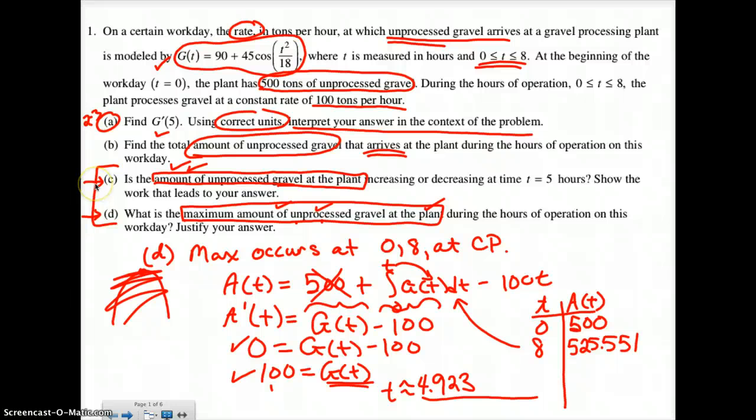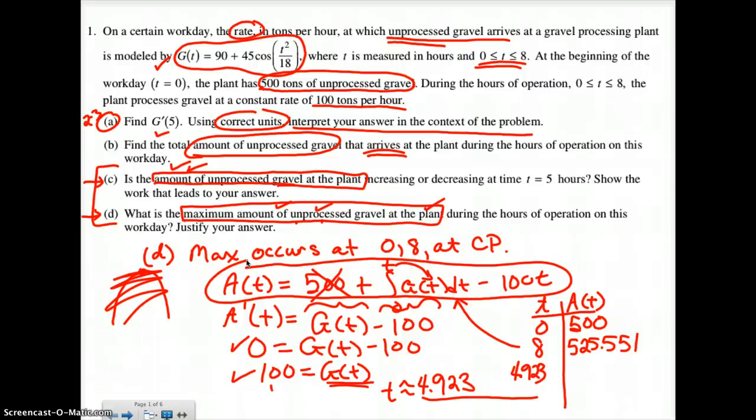And then, likewise, when you go put the other candidate, 4.923, into your total amount function here, you end up getting about 635.376. And this then is the maximum amount of gravel. So you would say the maximum amount of unprocessed gravel at the plant is 635.376 tons. And I don't believe you'd have to say this happens at 4.923, because it just asks for the maximum amount. So those two were really tricky, I thought.